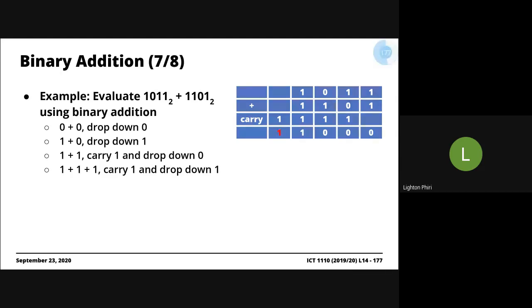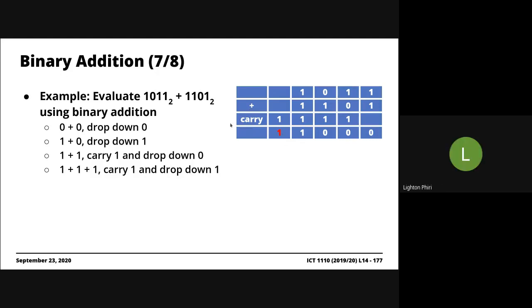So in fact, the answer is 1, 1. The carry bit here is effectively 0, 0, 1. We just drop 1, right? So the answer is 1, 1, 0, 0, 0. And if you convert this, you notice that it's 24, right? 2 to the power 0, 1, 2, 3, 4. So 0, 1, 2, 3, 8, 4, 16. 16 plus 8 is 24, right?